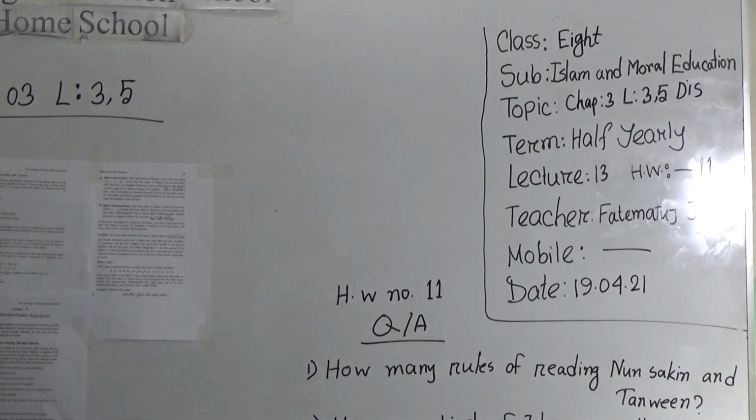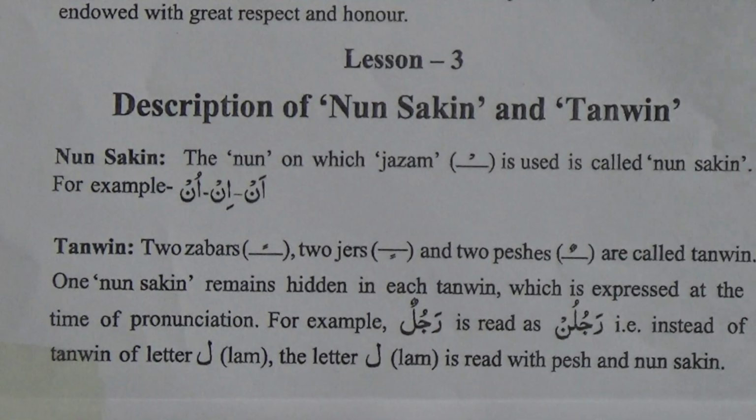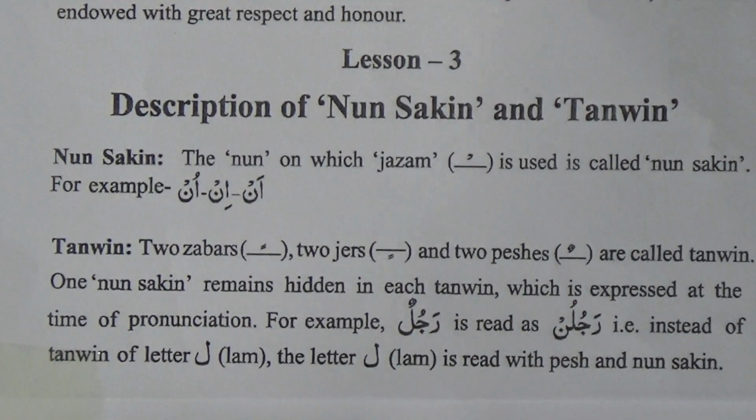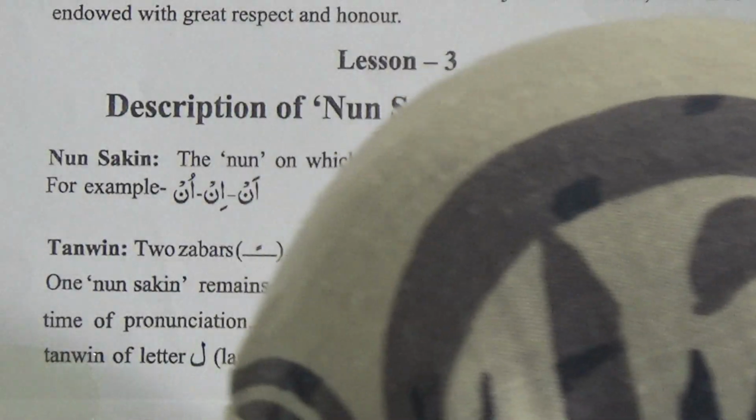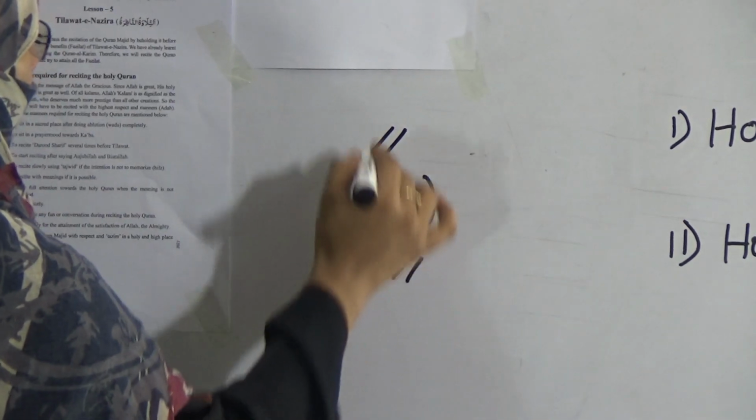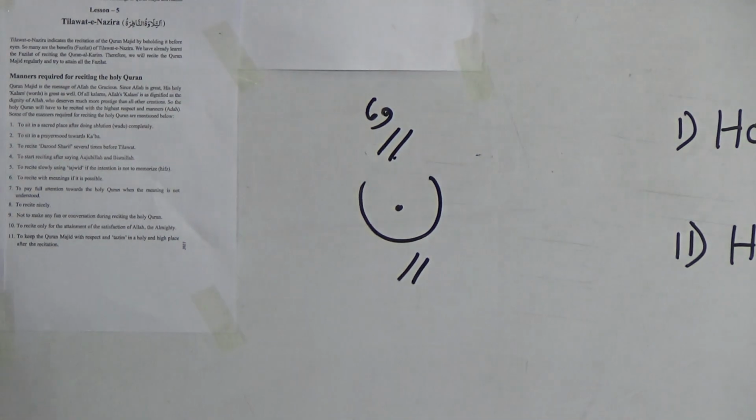Okay, now come to your lesson. It is chapter 3, lesson 3. Here is the description of Noon Sakin and Tanween. Do you know the definition of Noon Sakin and Tanween? Noon with Sakin is called Noon Sakin. And if it is double Jabor, double Jer and double Pesh, these are called Tanween.